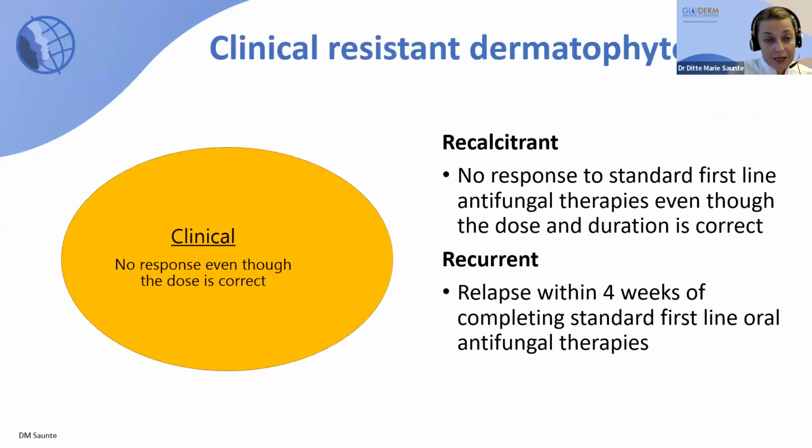Okay. So we have here a patient with a clinical non-response, and when we have to make the definitions, we have recalcitrance, where there is no response to standard first-line antifungal therapies even though the dose and duration are correct. And then we have recurrent patients, where we have a relapse within 4 weeks after completing a standard first-line oral antifungal therapy. So both of them should raise suspicion of dermatophyte antifungal resistance.